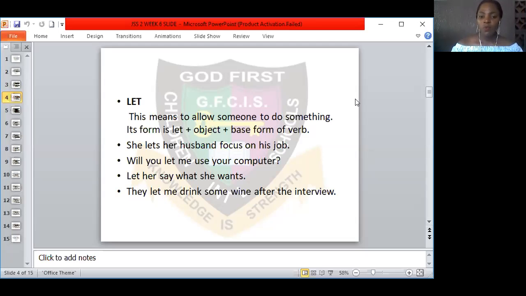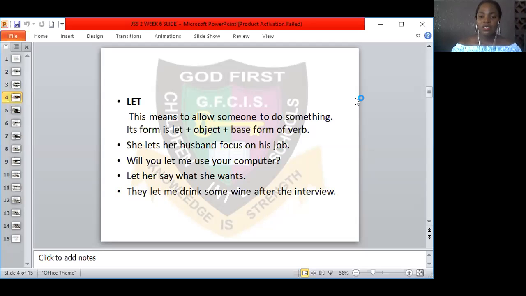Now, looking at the formation of this sentence, let is before the object. Now, what is the object? The object is a husband. So, the subject in this sentence is she. Let is the causative verb, while a husband is the object of the sentence, and focus is the base form of the verb.